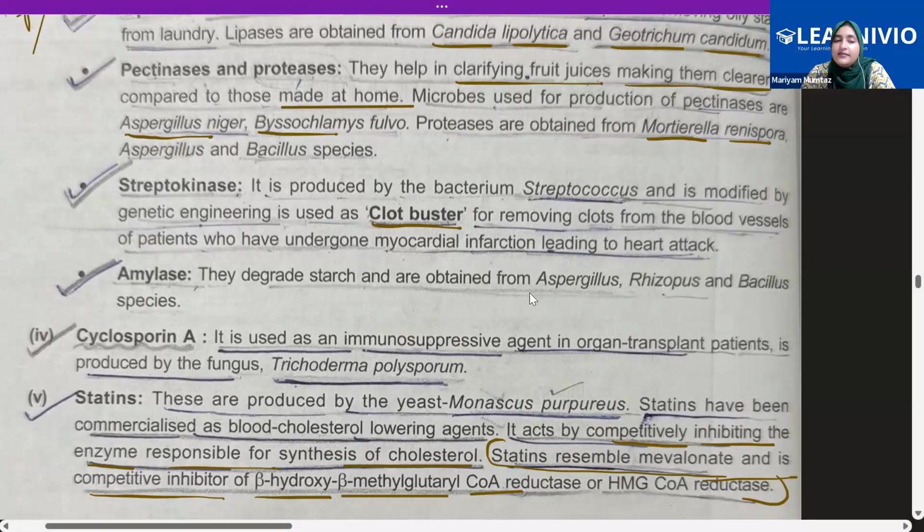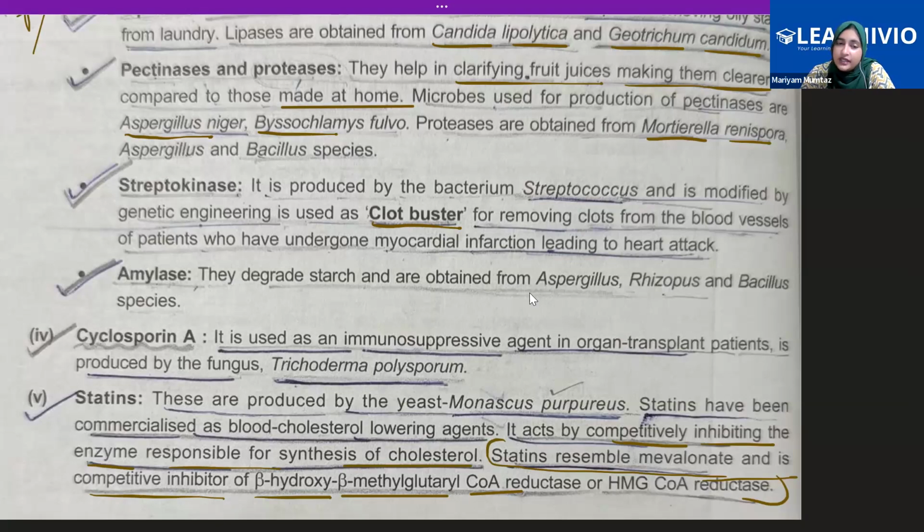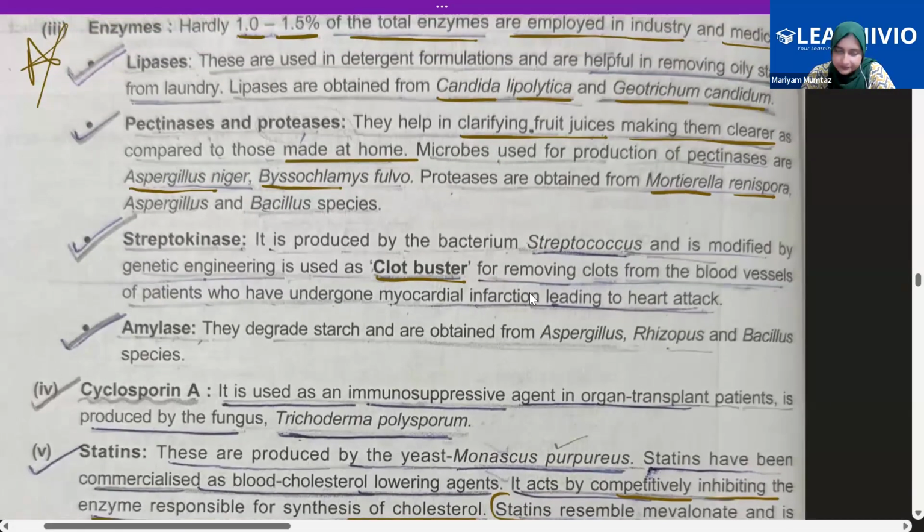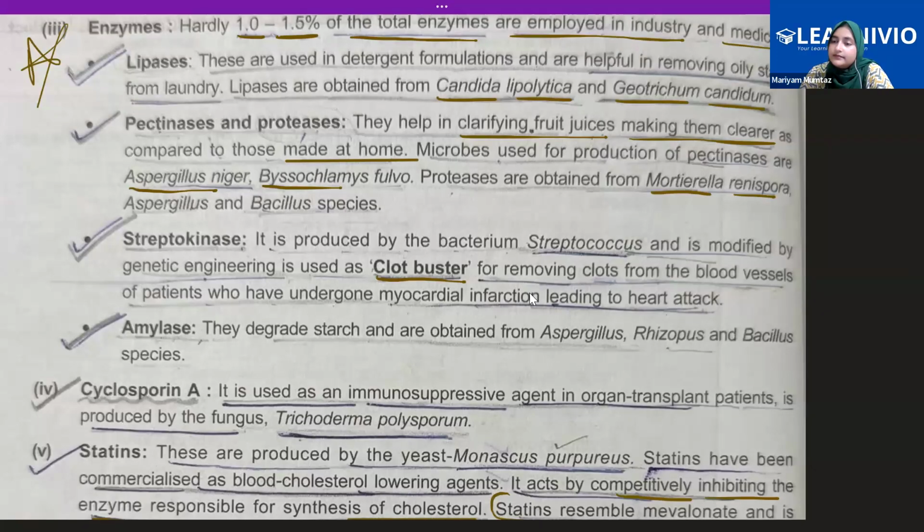The last enzyme is amylase. What they do is degrade starch, and they are obtained from Aspergillus, Rhizopus, and Bacillus species. Any doubts up until now, students? Anything you people want to ask me? After chapters like evolution on molecular basis, this might sound like a story, isn't it? This might not be as boring, I believe. Nice.